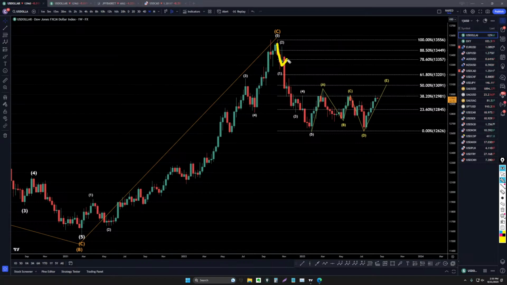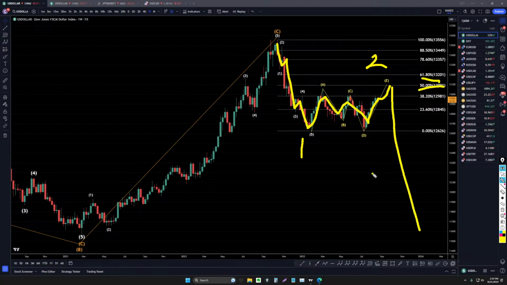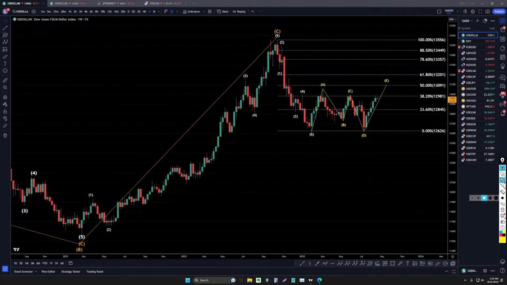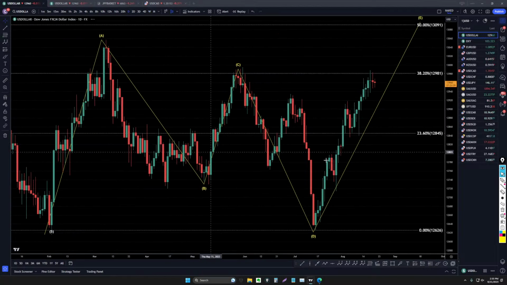So as you can see, we got a nice series of lower lows and lower highs right there. Nice 5-wave trend, which I think is a 1. I think this is an A, B, C, D, and now we're in a wave E, which I still think is going to go up to one of these two Fibonacci levels to finish a wave 2 before it actually goes down to make a wave 3. So let's head down to the daily time frame.